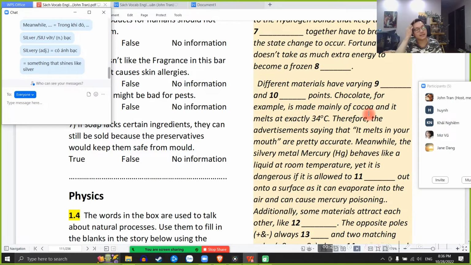Cái gì đó mà nó tỏa sáng như bạc đó, ánh bạc. So silvery metal mercury, trong khi đó cái kim loại mà gọi là thủy ngân mà nó ánh bạc á, nó lại behaves, nó hành xử hoặc là nó cư xử hoặc là nó phản ứng như là một cái chất lỏng ở nhiệt độ thường. It behaves like a liquid at room temperature.